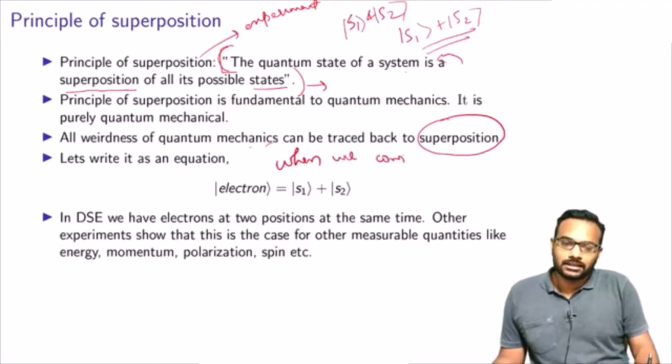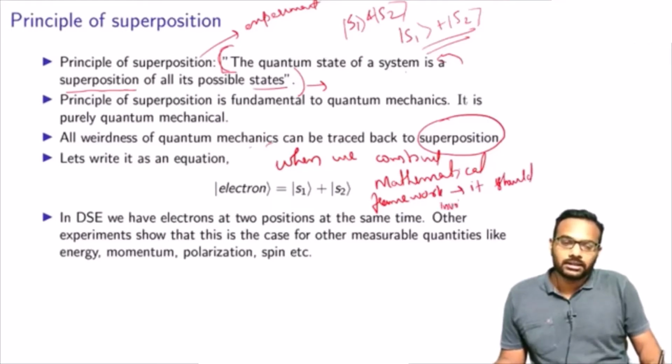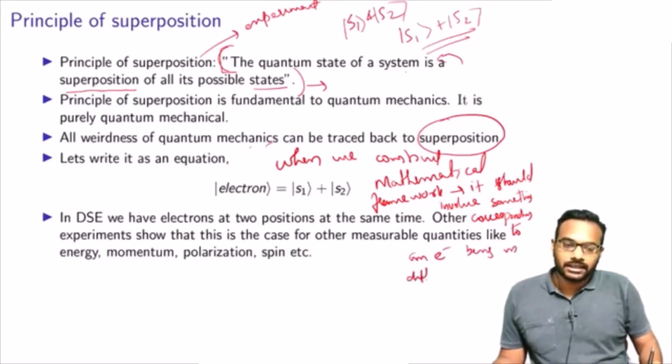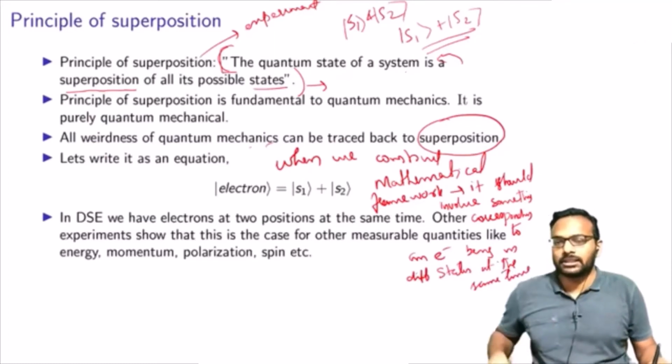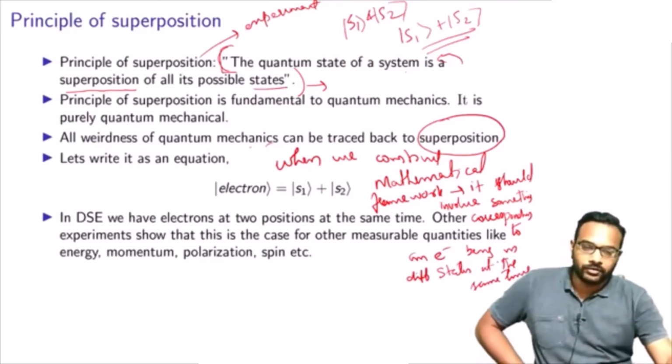I'll just repeat it. When we construct the mathematical framework, it should involve something corresponding to, we are taking this as a reality, an electron being in different states at the same time. So the principle of superposition is one ingredient of the mathematical framework that we have to construct.